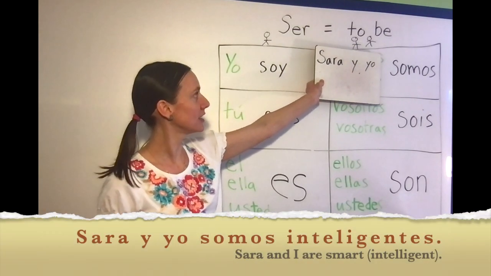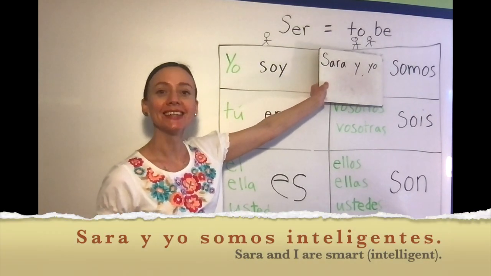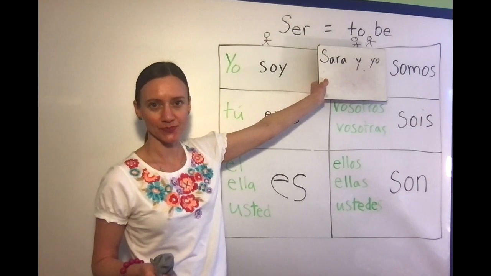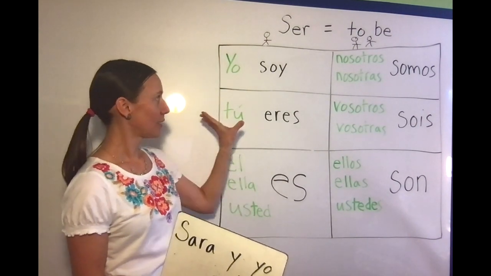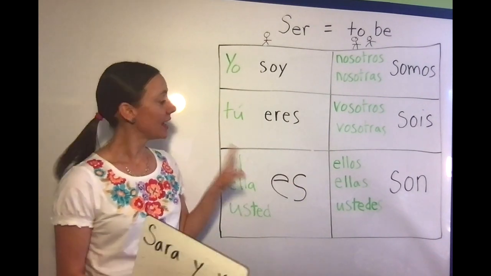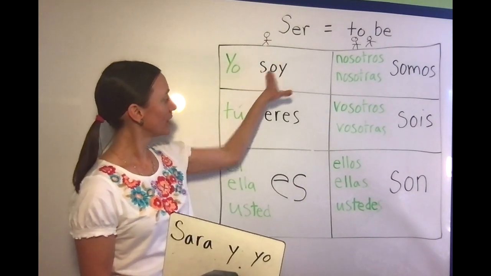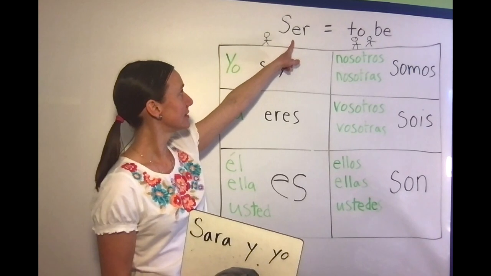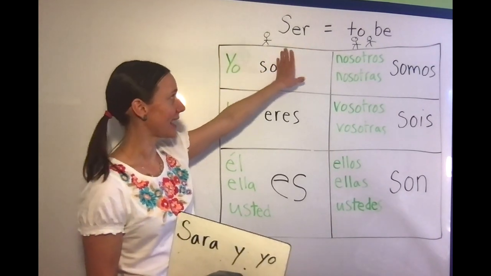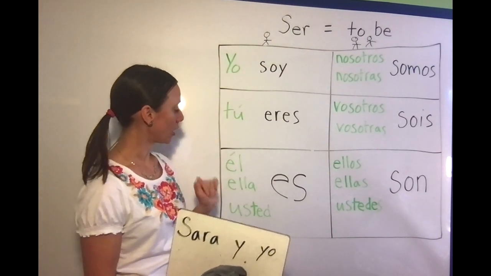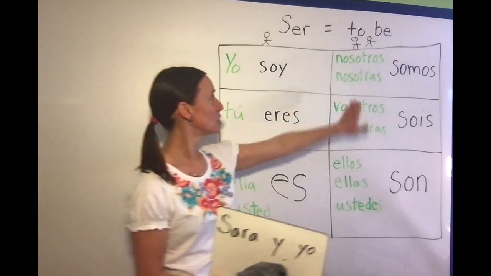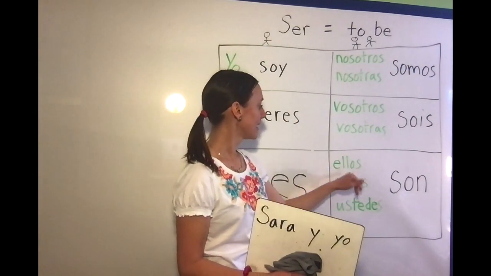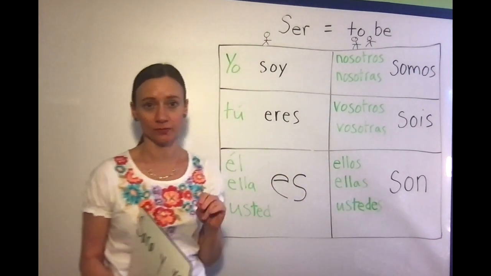I'm going to say Sara y yo somos inteligentes. So I hope this helped you figure out how to use this chart and also what the versions of ser are. To say I am, you are, he, she, usted, es, nosotros somos, vosotros sois, ellos, ellas, ustedes son.